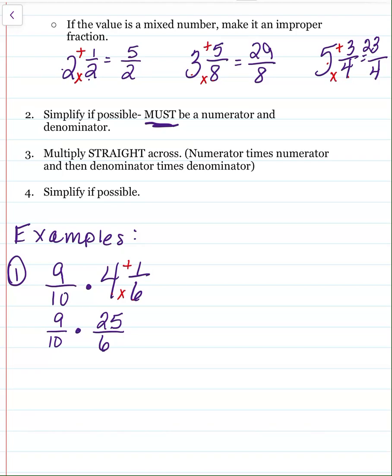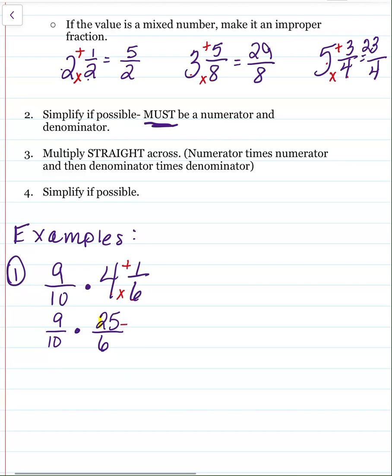So remember, when you do that, you look at your diagonals. So I'm going to look at 25 and 10 and say, okay, can I simplify 25 and 10? Is there a number that can go into 25 and 10? And yeah, it's 5. 5 can go into 25 and 10. So I'm going to say divided by 5, divided by 5.